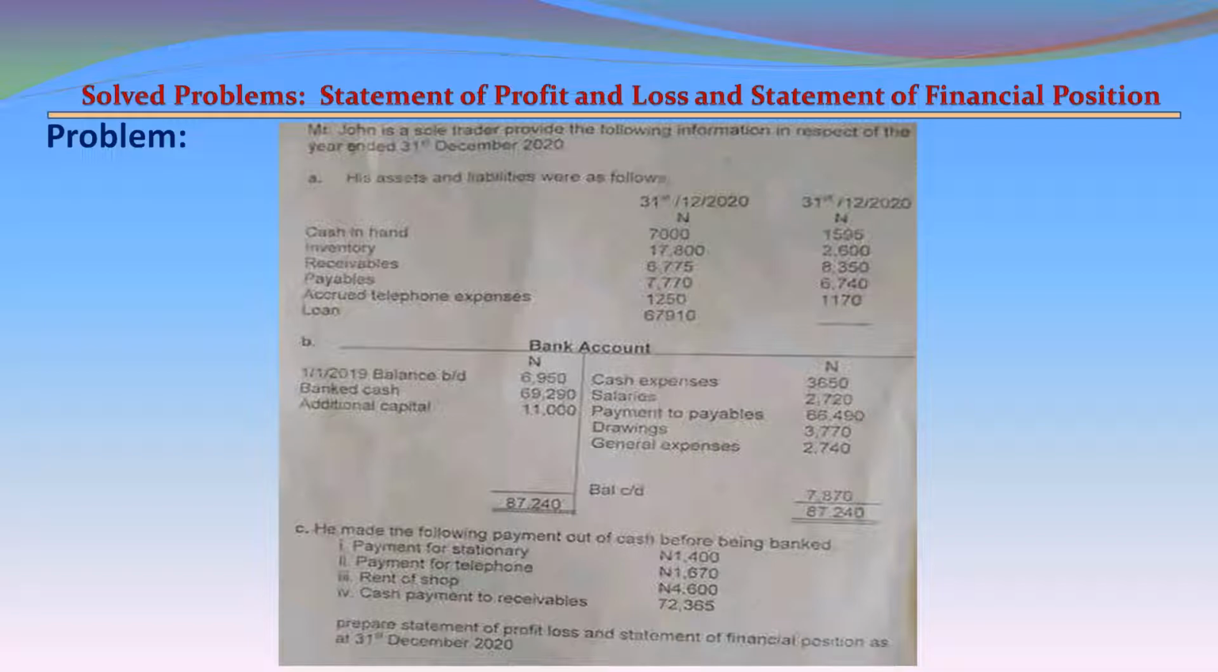C. He made the following payment out of cash before being banked. 1. Payment of stationery 1,400. Payment for telephones 1,670. Payment for rent of shop 4,600. Cash payment receivables 72,365. Prepare statement of profit and loss and statement of financial position as on 31st December 2020.